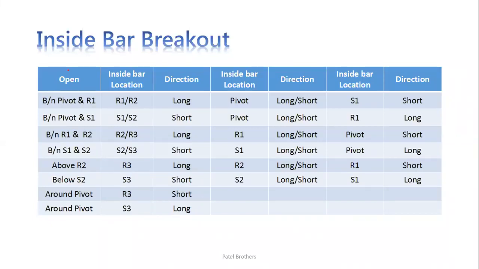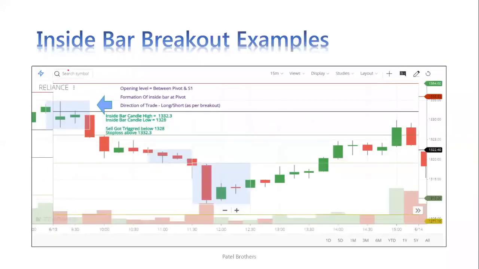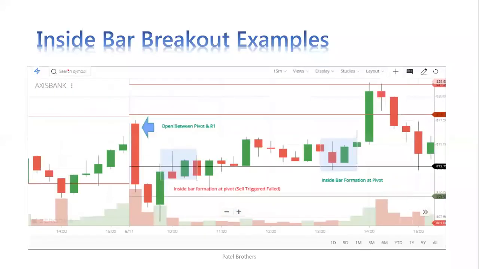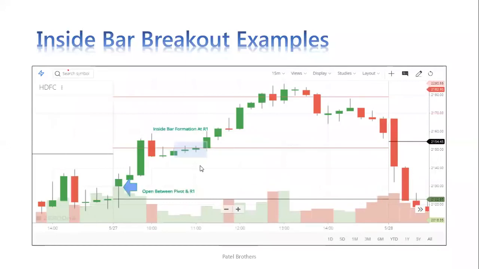Once the IB is formed at a preferred location and the direction is fine, suppose the IB is formed at R1, the open is between pivot and R1, and we found that the direction is long only. Then we will only place a buy order above the inside bar candle's high. Let me explain with an example.